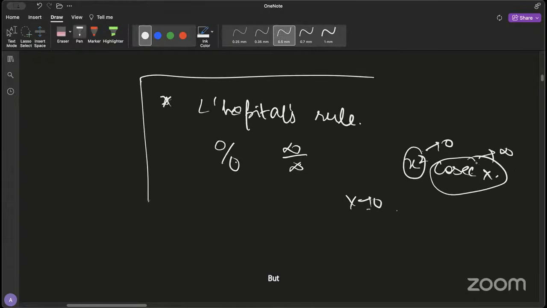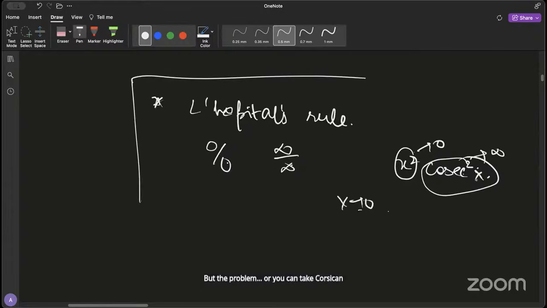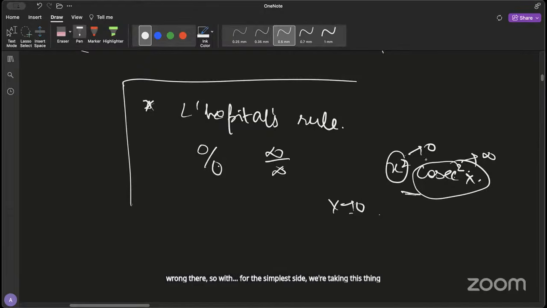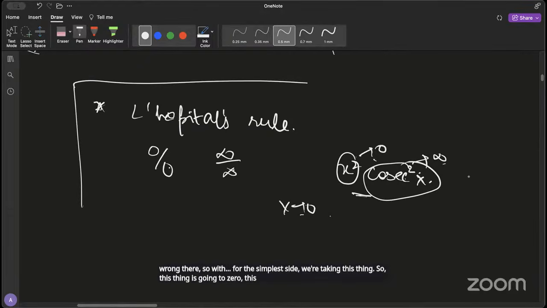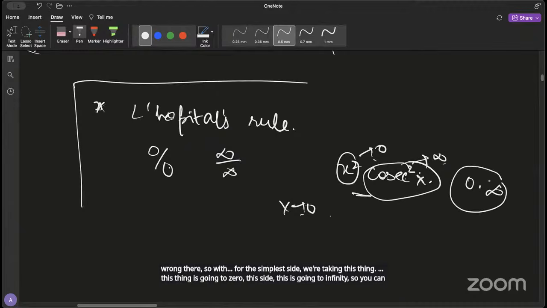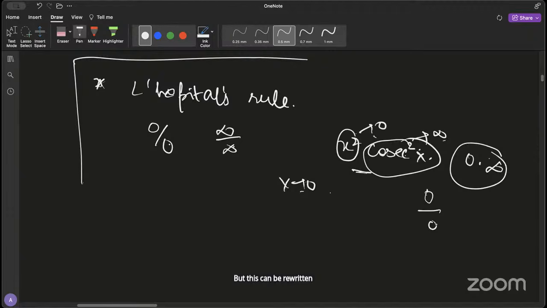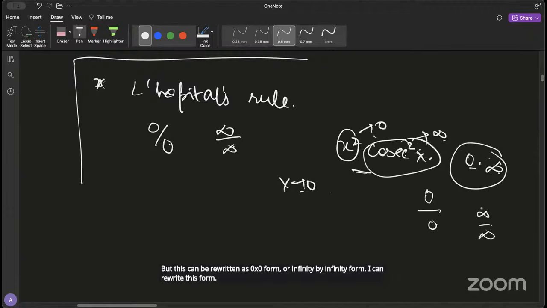You can also take cosecant squared to avoid negative and positive issues, but for simplicity we're taking this. So this thing is going to 0, and this is going to infinity. So you can write this as 0 into infinity form. But this can be rewritten as 0 by 0 form or infinity by infinity form. I can rewrite this form as these forms. And how can I do this?